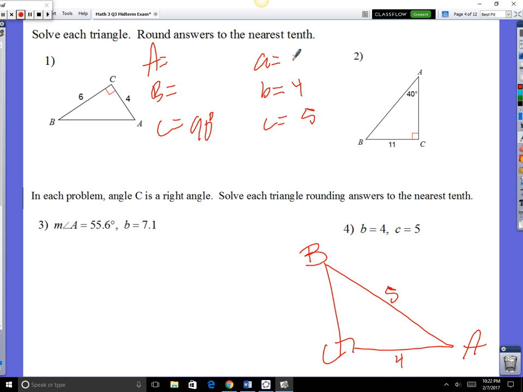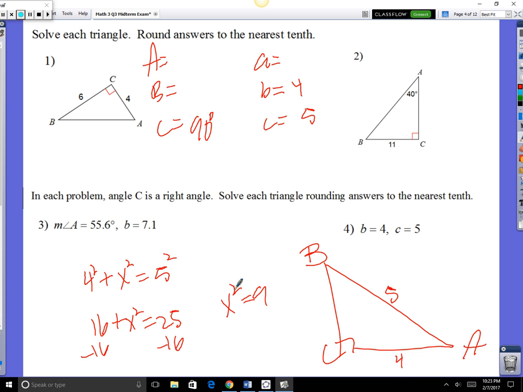If I want to find A, I can do Pythagorean theorem. So this is your hypotenuse. So you're going to do the little guy squared, add the other little guy squared, equals the hypotenuse squared. So 16 plus x squared equals 25, minus the 16, minus the 16. So we got x squared is 9. Undo the square. Square root. This is 3.